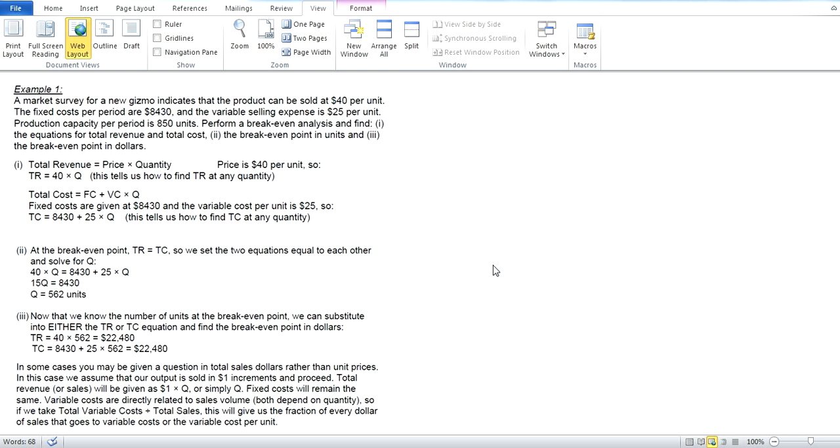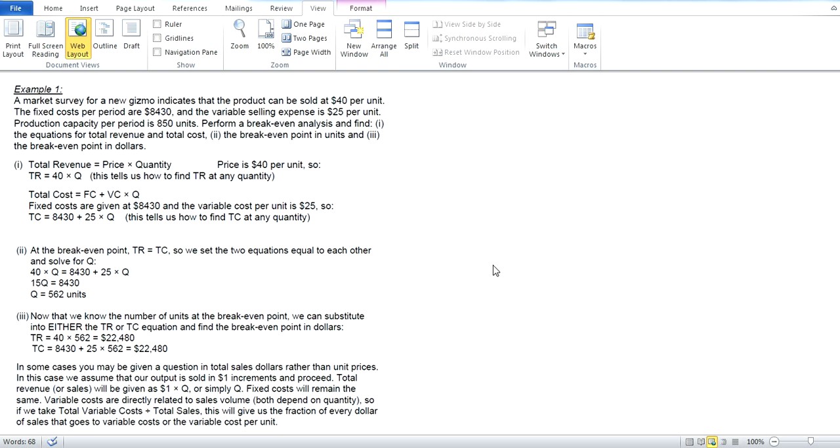There's a little bit of algebra that you're going to have to go back in time and make sure you understand to be able to complete these problems. For part 1, we want to figure out the equations for total revenue and total cost. Total revenue is equal to price times quantity. Very straightforward. Our total revenue is however many units we've sold at whatever price we've set.